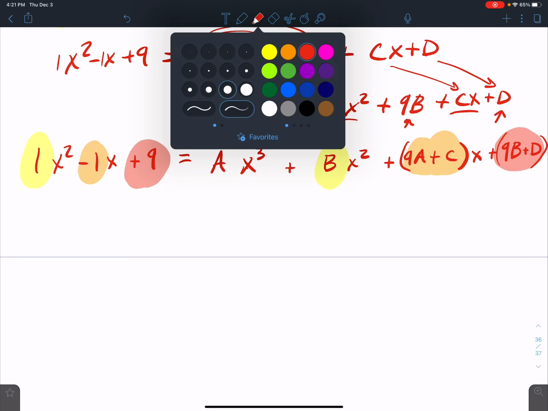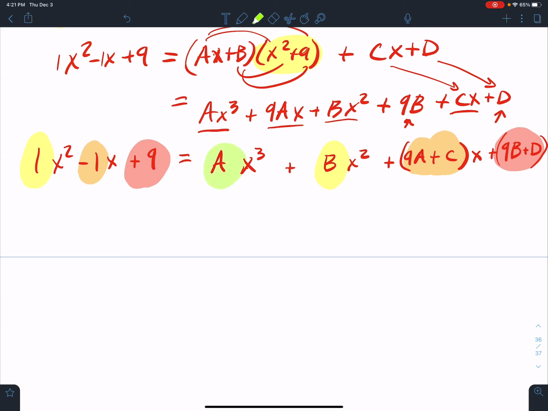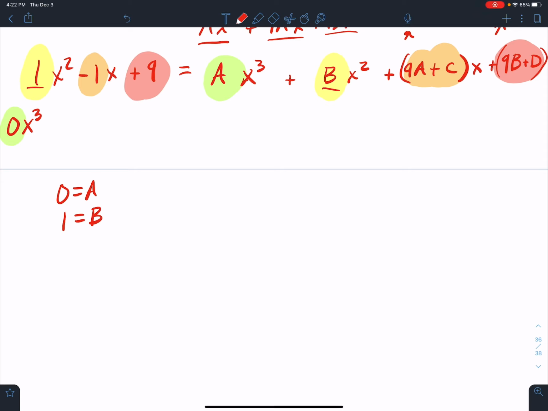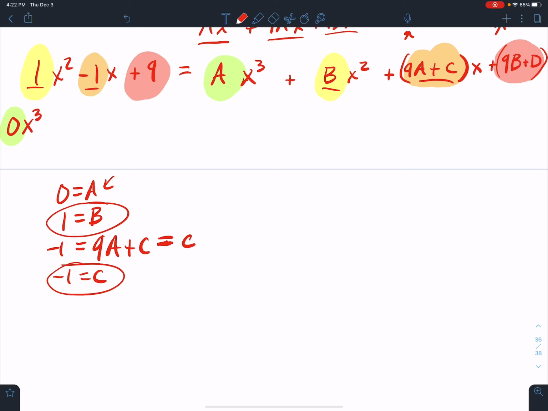And what else do I have going on here? It looks like I've got a cubic, but I have no cubic over here. But technically, you could write 0x cubed. Just because it's not there doesn't mean you can't have it. So what do I know off the bat? I know that 0 equals a. That's easy. What about the squared terms? 1 equals b. That's not too bad. And then I have -1 equals 9a plus c. But what do I know? A is equal to 0, so that means this is equal to c. So -1 equals c.